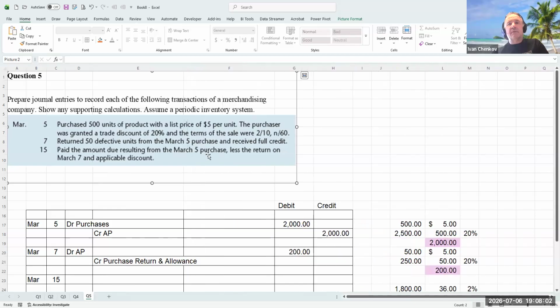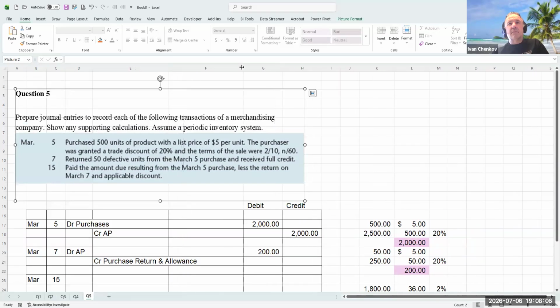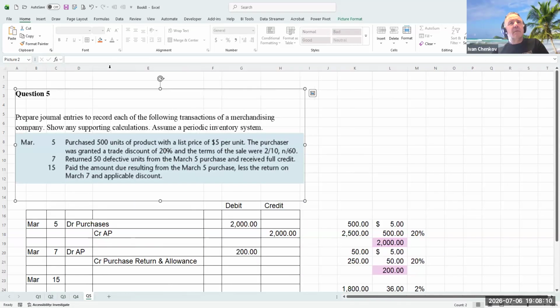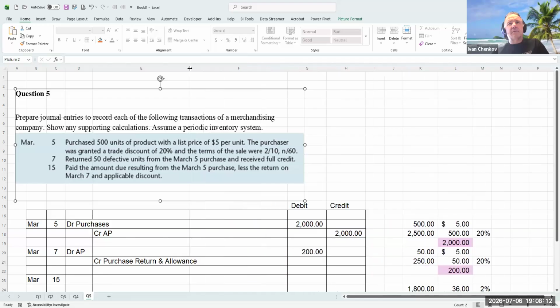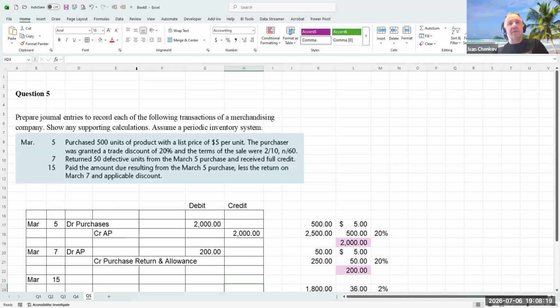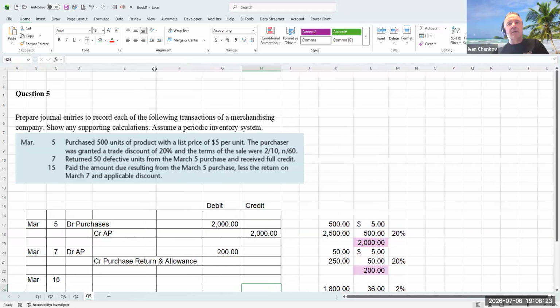Let me deal with this. Something is very, very, very wrong. Okay, purchase return and allowances. It's still not what I want it to be, but we're getting there. There we go. $200.